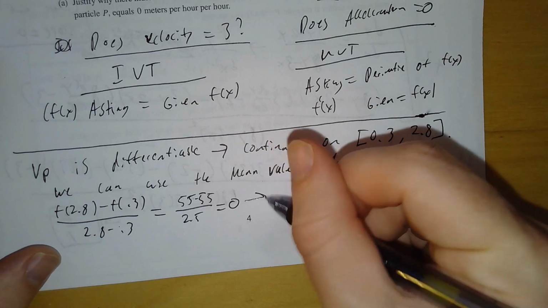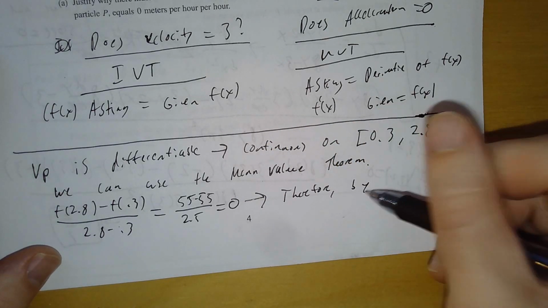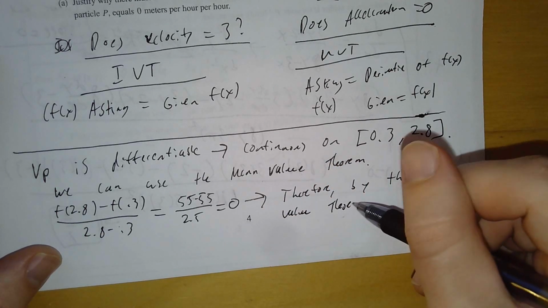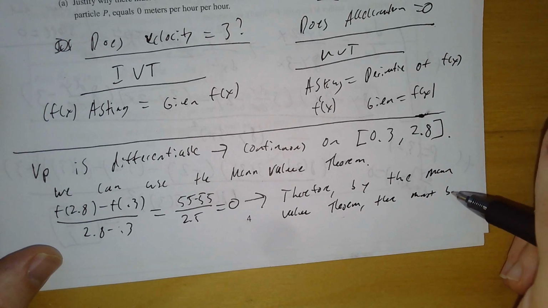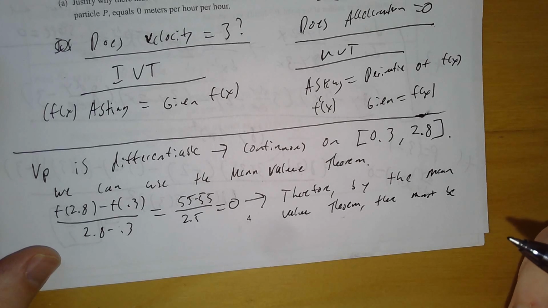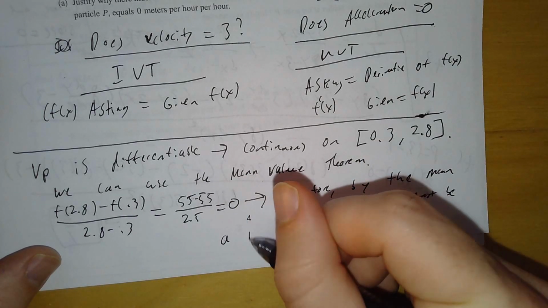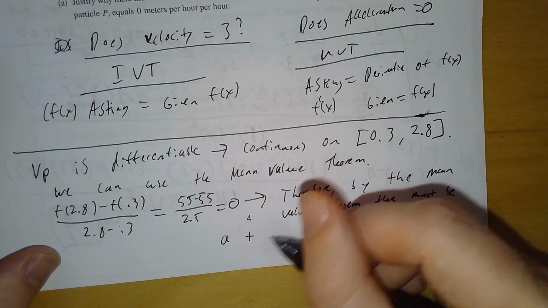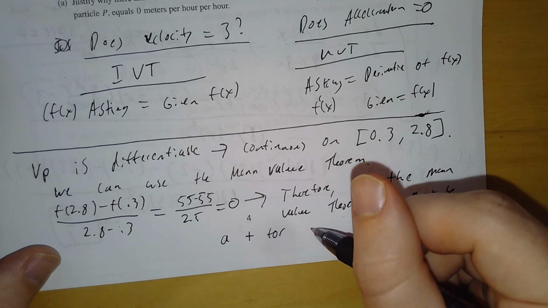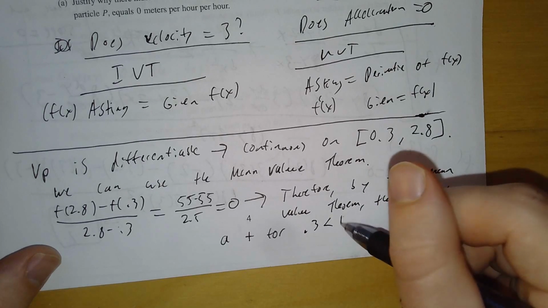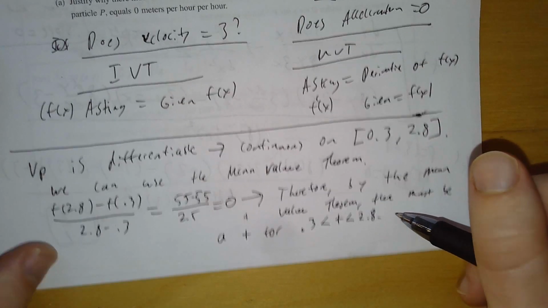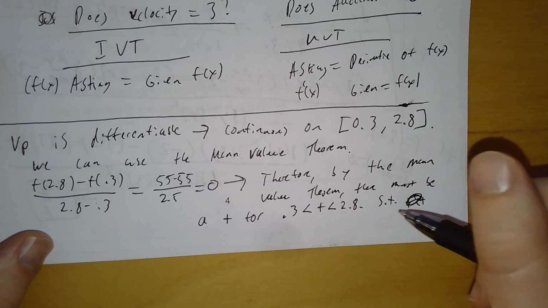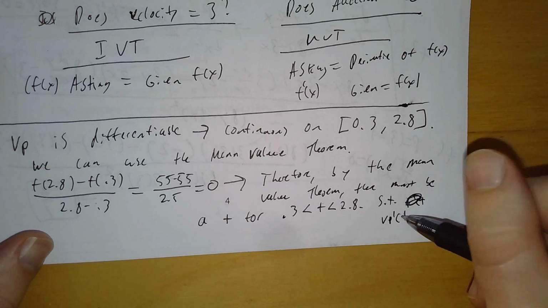Therefore, by the mean value theorem, there must be a t. This is also important. There must be a t for 0.3 less than t less than 2.8, such that the derivative of, no, not f, VP prime of t equals 0.